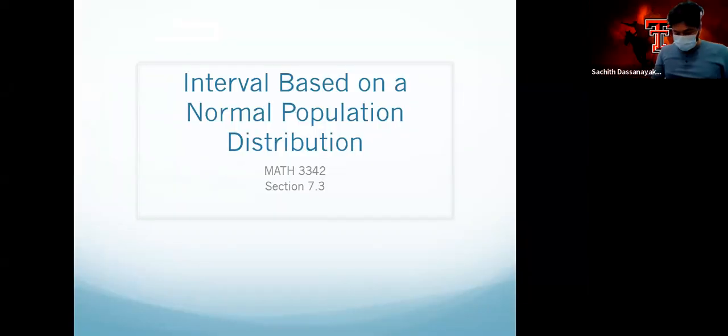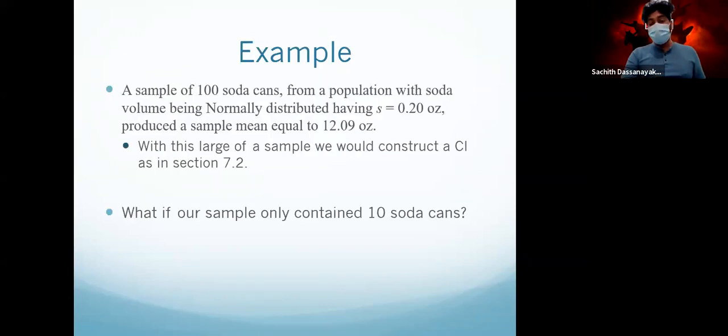Let's move to the next one. What happens if we have a normal distribution? How do we use our interval if we have a normal distribution? Please check this one. We have 100 soda cans, population with volume being normally distributed. What happens if the population is normally distributed?